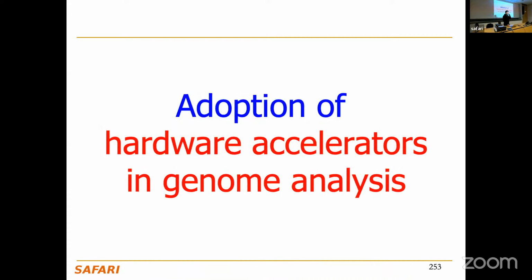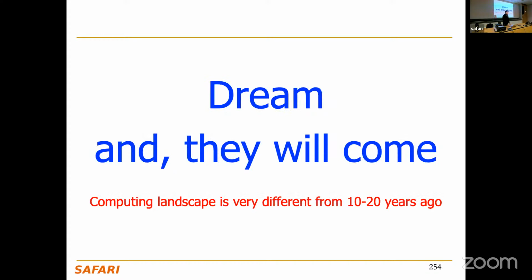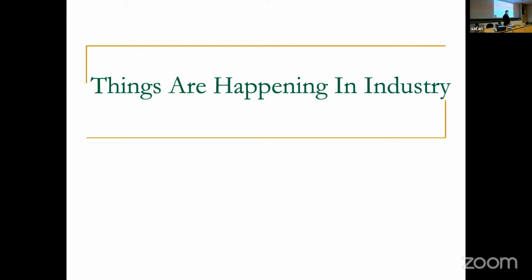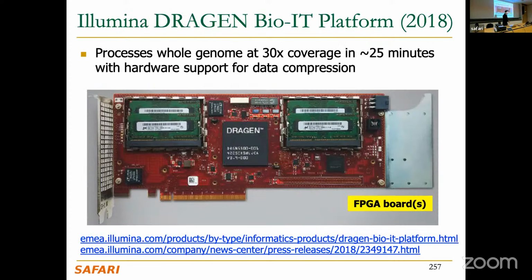So this brings me to almost the end of the lecture. The adoption of hardware accelerators in genome analysis is very important, and this has been a dream for a very long time in the software research group. The idea was: can we build an embedded device that can perform comprehensive genome analysis in real time? This is what we covered. And we're seeing that things are really happening in industry today. For example, one of the sequencing technology companies, Illumina, is now building FPGA machines along with their sequencers to make genome analysis quick.